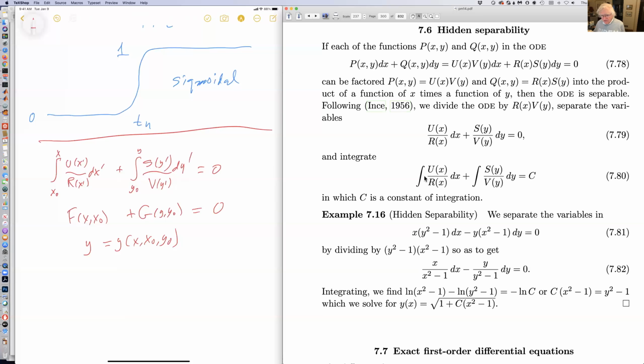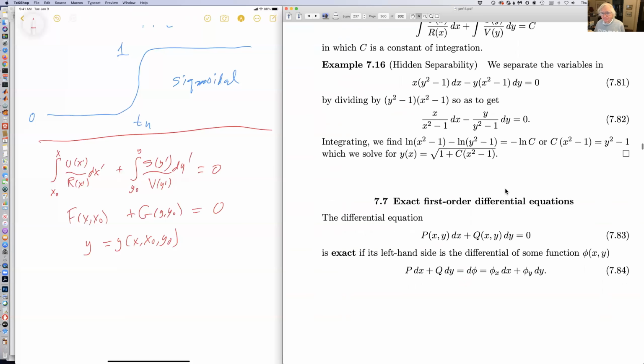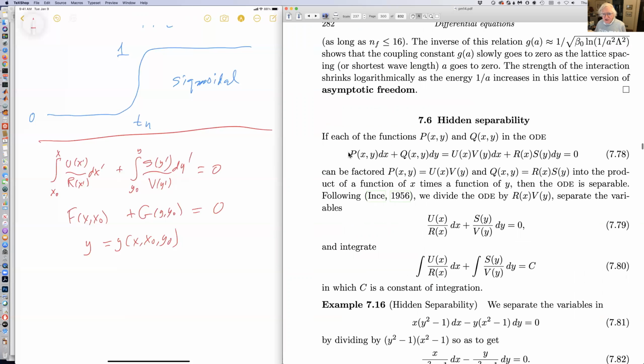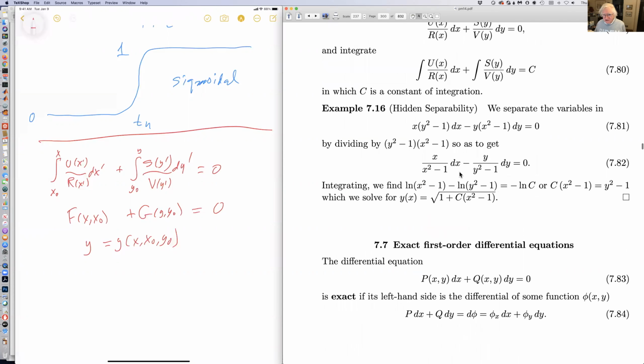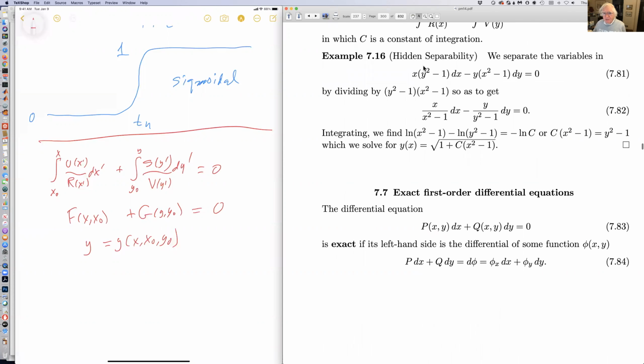So another example of hidden separability is this case, where once again the coefficients are factored. Of course, you can have these coefficients P and Q, and if you see them as a function of X and Y, it might not be obvious that you can factor them into a function of X times a function of Y. So that's not always obvious. But if you can, and then you divide like this, you get this, and you integrate, and you get this equation here.